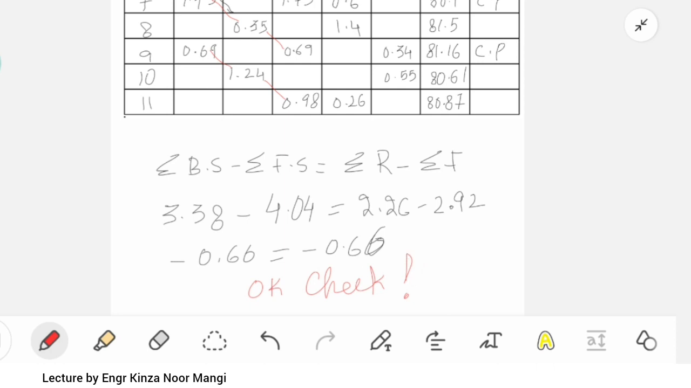So this was about the rise and fall method. In the next video we will be discussing calculating reduced levels by the help of the height of instrument method.